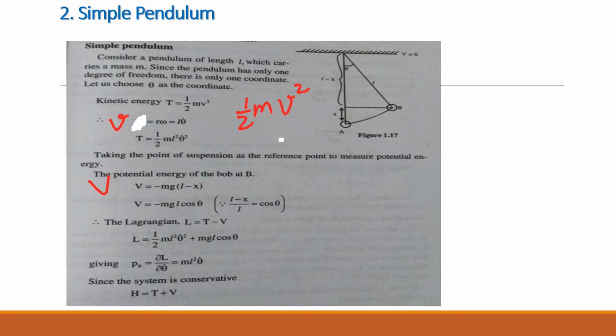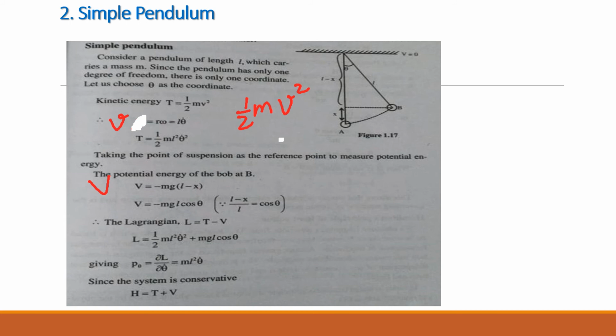Okay, so omega is actually theta dot, d theta by dt. So substitute for v: r omega is replaced by L theta dot, because here r is L and omega is theta dot. So v is L theta dot. Now the kinetic energy is half m v square. So instead of v, substitute L theta dot. That will be half m L square theta dot square. So we got that expression for kinetic energy.